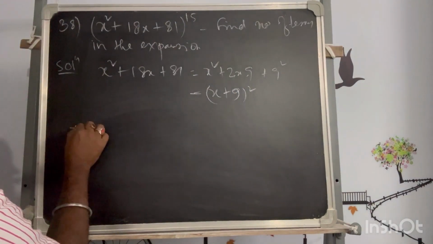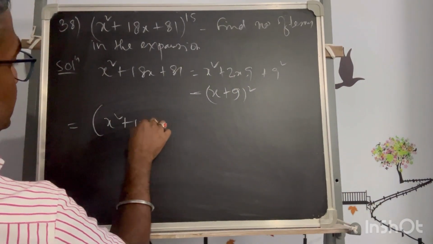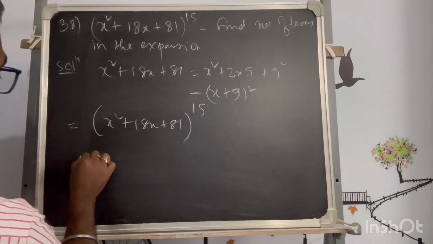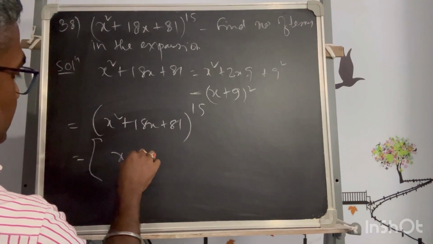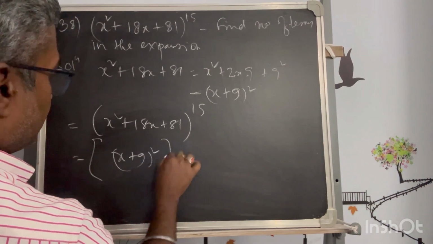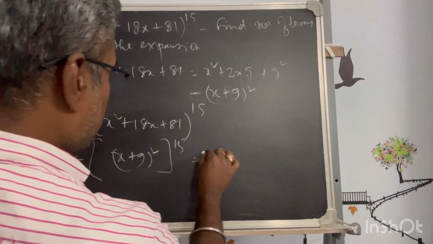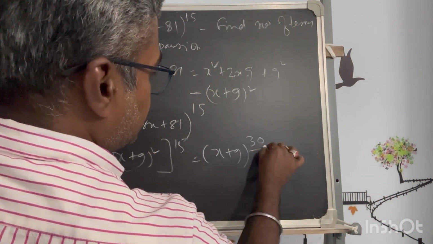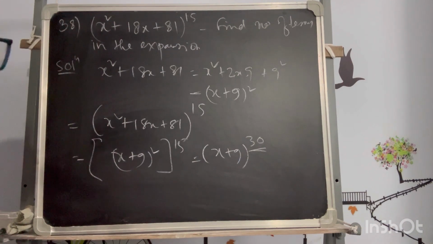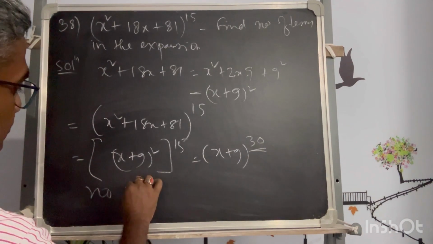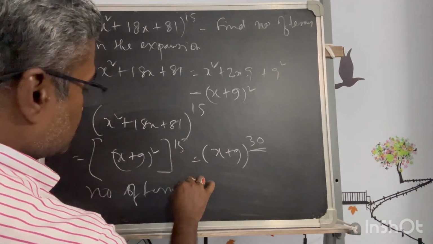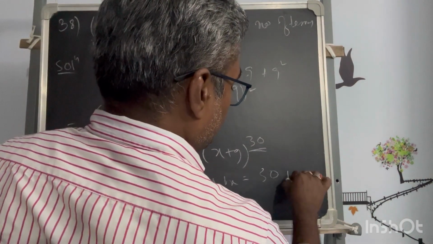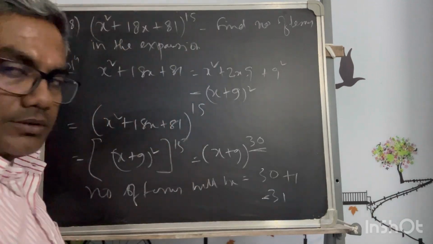Now in this case, if I put x square plus 18x plus 81 whole to the power 15, and inside the bracket x plus 9 whole square, and 15 if I put, ultimately this will become x plus 9 whole to the power 30. Now seeing this, we know the number of terms. So this is easy now. Number of terms will be how much? 30 plus 1, that means 31 terms. Okay.